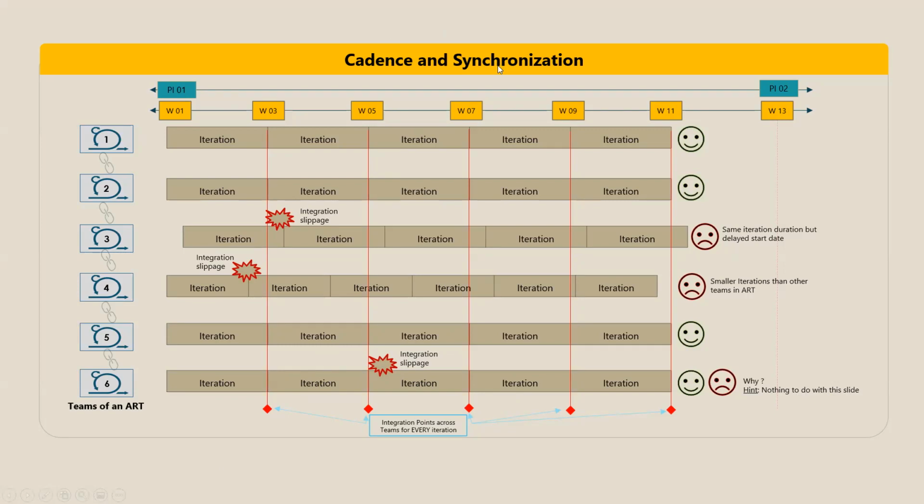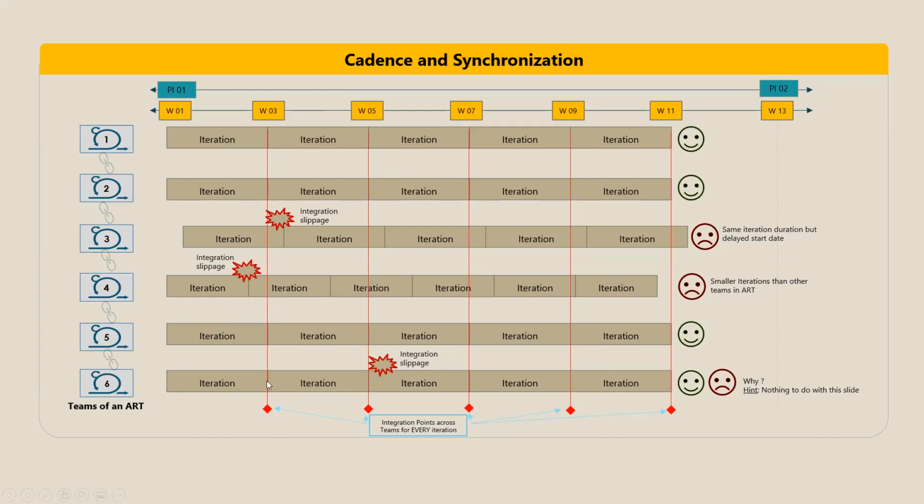Kalyan, actually, if they deliver late, then it's a slippage. But if they deliver early, then how can it be a slippage? Yes, because they are well in time before the time. So still the integration will happen, right? Right. So what I'd say is, if a team is delivering late, it's an integration slippage. If the team is delivering early, how can it be an integration slippage?